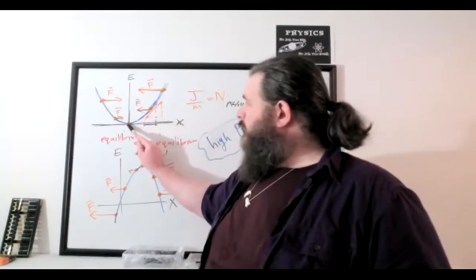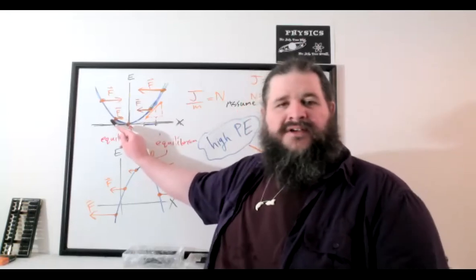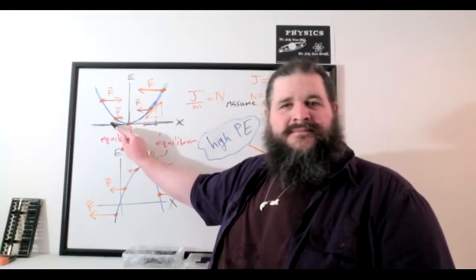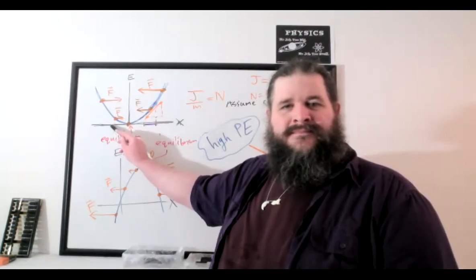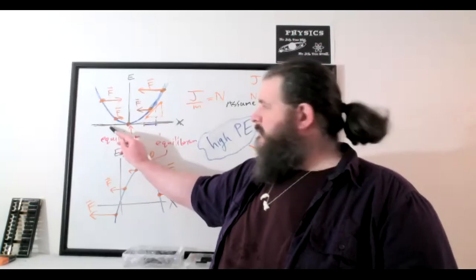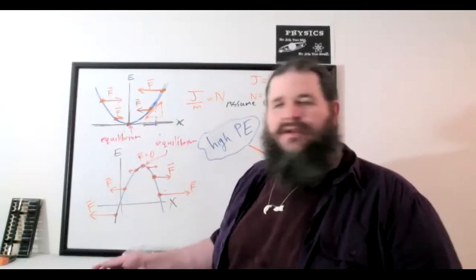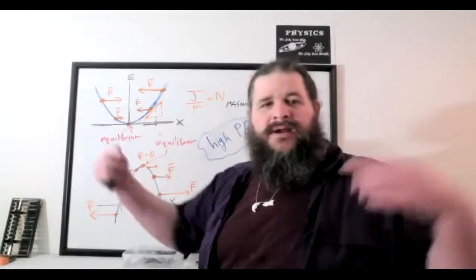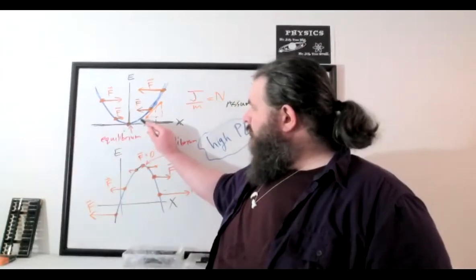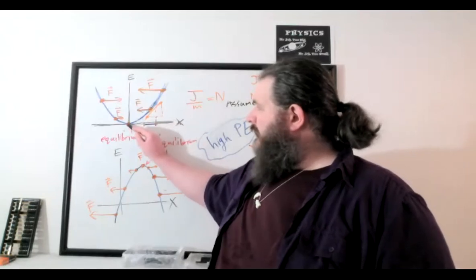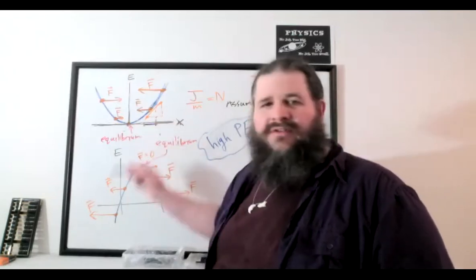Or what if the object moves a little bit to the left? Which direction does it get pushed? Yeah, it gets pushed back to the positive direction. So anything near equilibrium gets pushed back towards equilibrium. If you're a little bit off to the right, you get pushed back to the left. If you're a little bit off to the left, you get pushed back to the right.